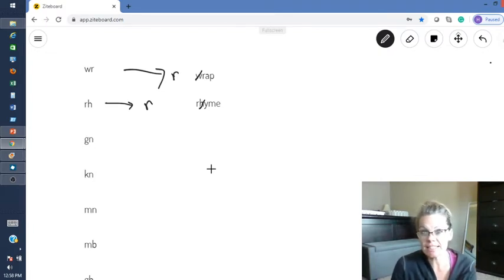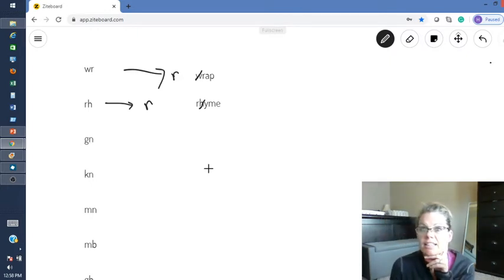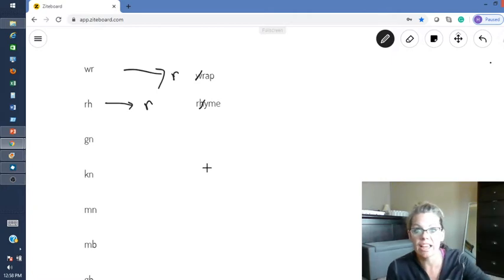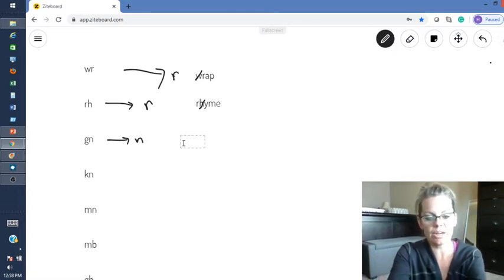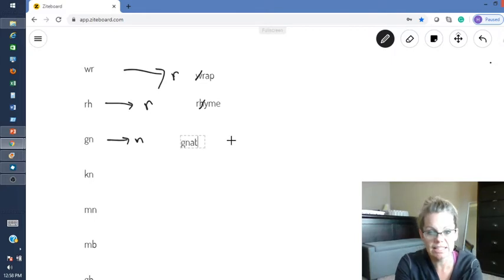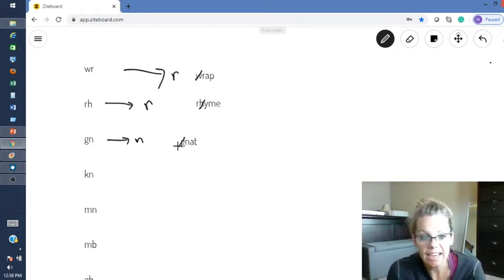I know you guys have seen the GN before. If I see a GN, do I hear the G or do I hear the N? Let's think of a word like a little gnat flying around. If you see a GN together, you're only going to hear the N sound. So the G, like in the word gnat, you can write that down. The G is silent. Silent G. It's not g-nat or g-nome. It's just gnat. Okay?